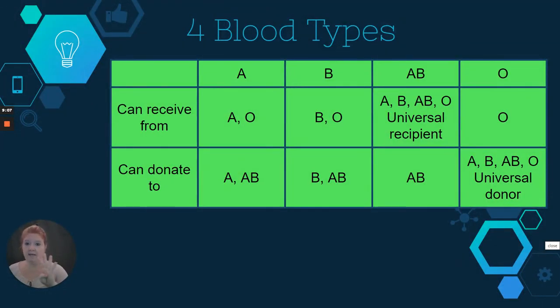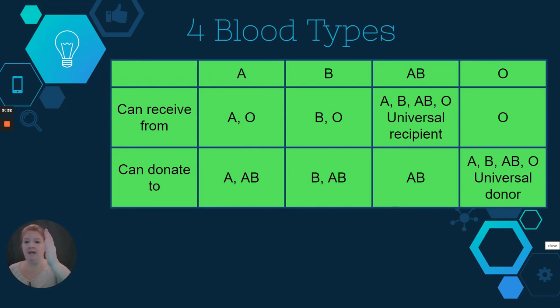There are 4 blood types. You can see here's a chart showing who can receive blood and who can donate blood. So let's look at O and AB first, because those are kind of the exceptions. O can only get blood from O, but O can donate to all the other blood types. And AB can receive blood from every blood type, but can only donate to AB.